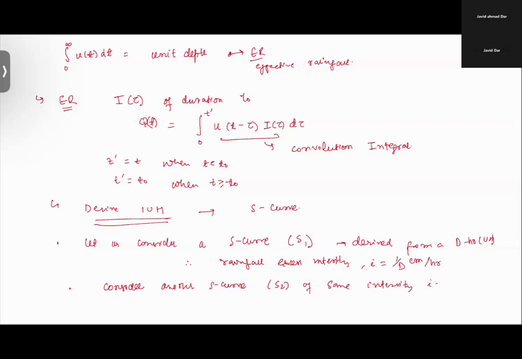Sorry, there was some technical issue. So we now consider another S curve S2, which has the same intensity I, and S2 is to be separated from S1 by the time interval dt. Earlier, when we were trying to calculate the unit hydrograph from the S curve, we used to lag that S curve by the duration of the hydrograph which was needed to be calculated. Here that duration is dt because we are focused on the instantaneous unit hydrograph, and the ordinates are to be subtracted.